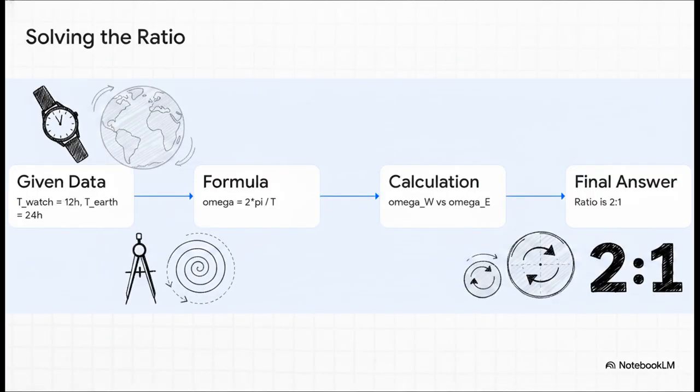Based on our given parameters, the watch completes a full cycle in 12 hours, compared to Earth's 24 hours. Applying our angular velocity formula, omega equals 2 pi divided by the time period, the math proves the watch is actually twice as fast, giving a 2-to-1 ratio. Think about it. The hour hand takes 12 hours to do a full lap, while the Earth takes 24 hours. Therefore, the tiny hand on your wrist actually possesses a higher angular velocity than the massive planet you're standing on.